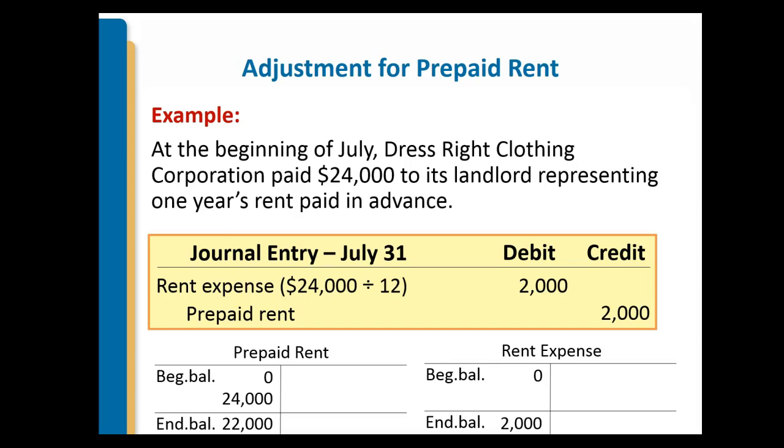After this entry gets recorded and posted to the ledger accounts, now the prepaid rent account will have a debit balance of $22,000, which only represents 11 remaining months at $2,000 per month, and now the rent expense will have a $2,000 debit balance.